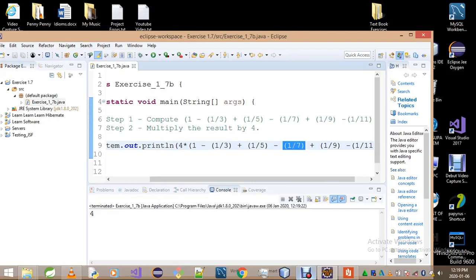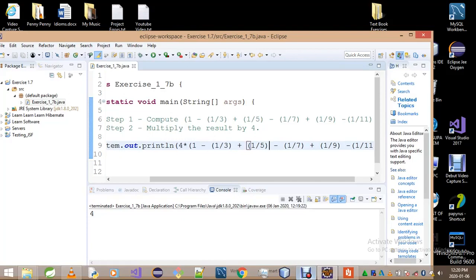So the compiler treats this, since this is an integer over an integer, it also treats the result of that, the answer to that, as an integer. So 1 divided by 3 is not 0.333. Instead, it's 0 because 3 cannot go into 1.